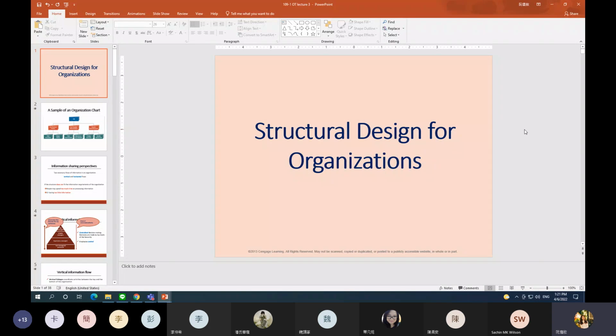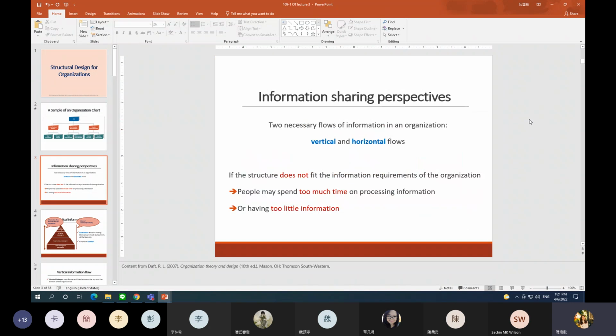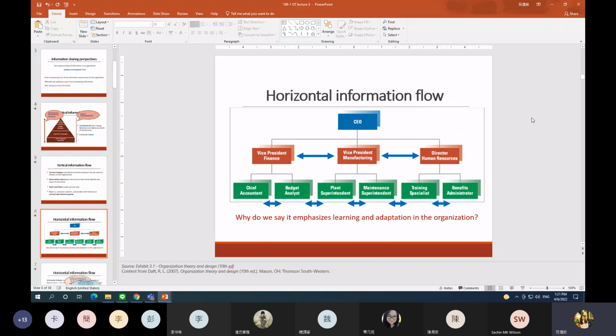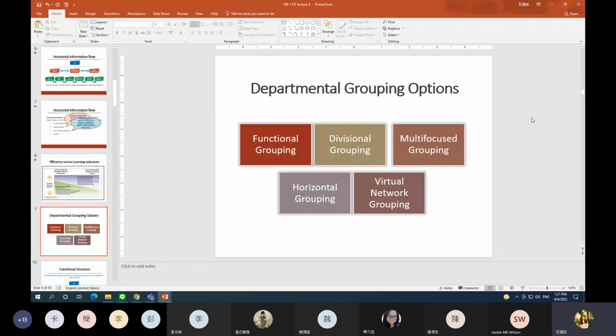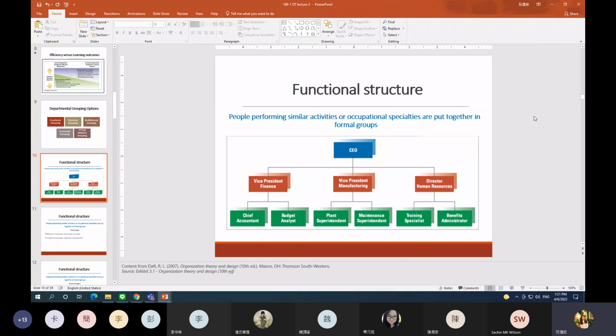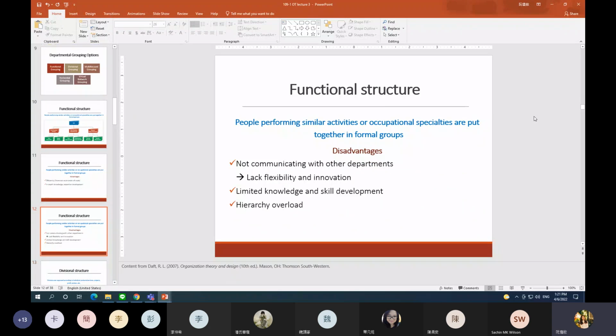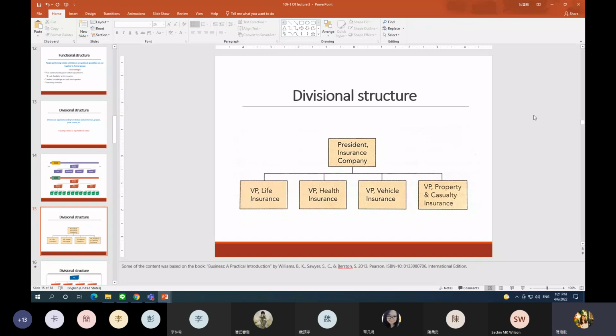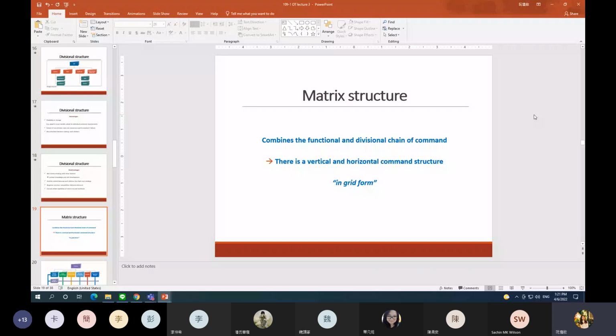So last time we were talking about different kinds of structures of organization, and firstly we went through vertical and horizontal flows of information in an organization, and then we talked about functional grouping and divisional grouping. Functional is the very traditional approach, and then we have the divisional structure, when we categorize business units in different ways, for example, based on products, geography, something like that. And then we have the third kind, which is matrix structure.